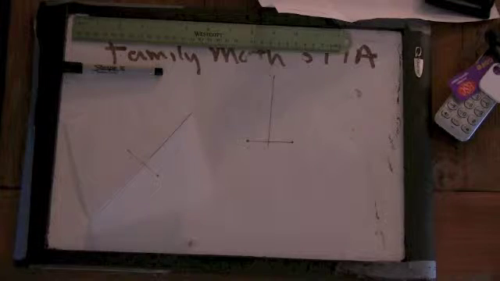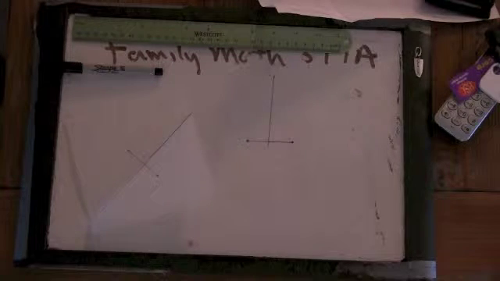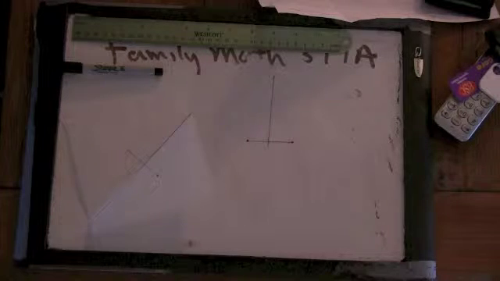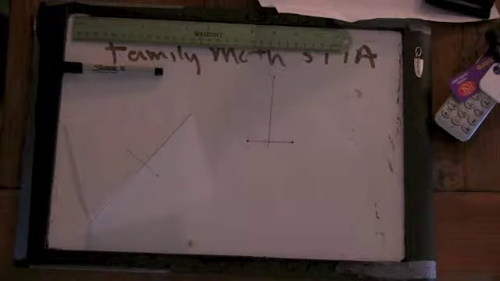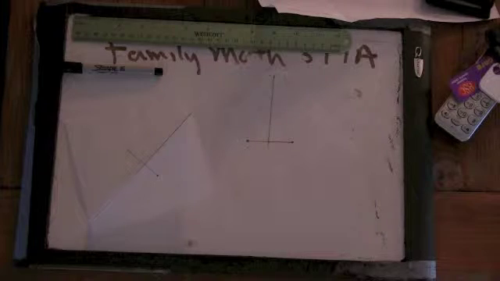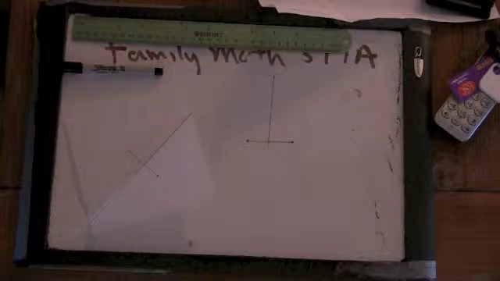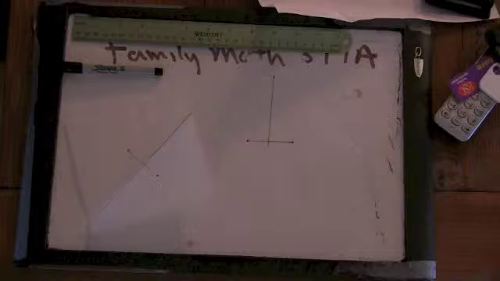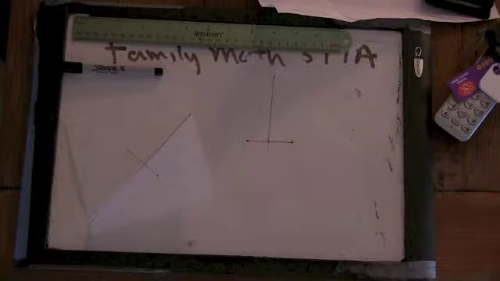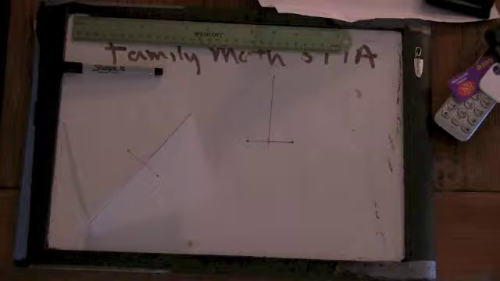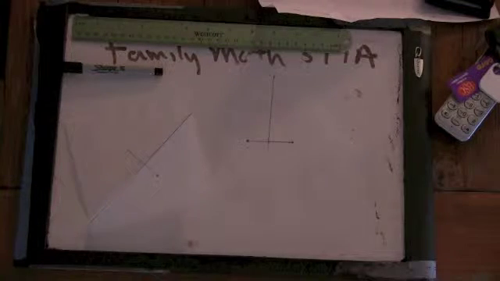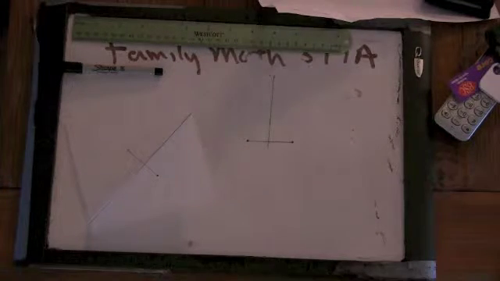So we've already said that it bisects the line, but what else does this perpendicular bisector do? Yeah, what else? So a perpendicular bisector cuts the line at a 90-degree angle and then cuts it in half. So what else does it do?